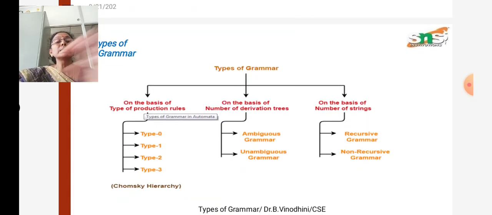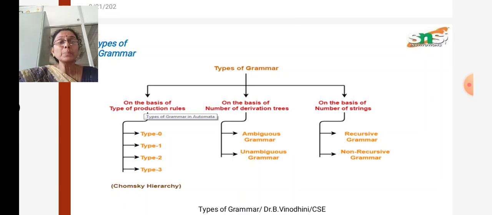Next we will see the types of grammar. The types of grammar are based on three categories. One is on the basis of the production rules: the grammar is classified as type 0, type 1, type 2 and type 3. On the basis of the number of derivation trees, the grammar is classified into two types: the ambiguous grammar and the unambiguous grammar. On the basis of the number of strings, it is classified as recursive grammar and non-recursive grammar.